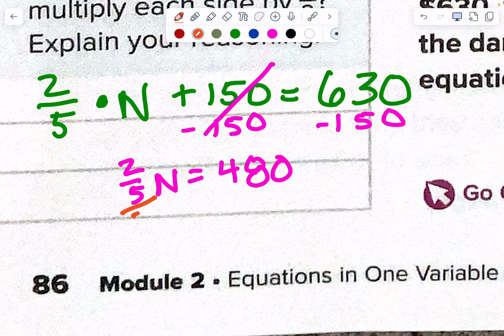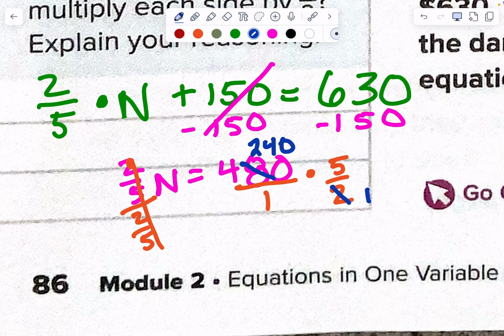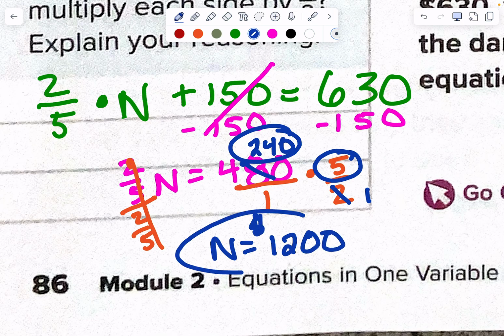All right, now, how do I get rid of the 2/5? I'm going to divide by 2/5, or dividing by 2/5 is kind of like multiplying by the reciprocal, which is 5 over 2. Now, 480 over 1 times 5 over 2. I'm going to reduce the 2 in the 480. What's 480 divided by 2? 240. So N is equal to 240 times 5, which is 1,200. So $1,200 is how much they need for the school dance.